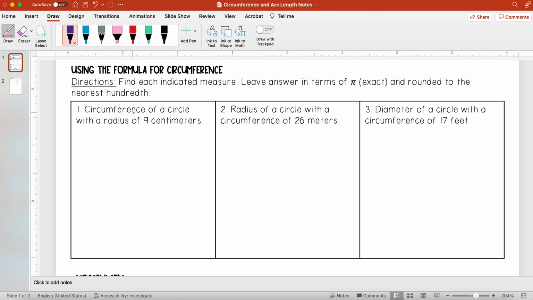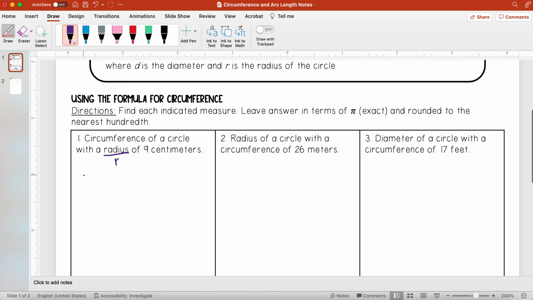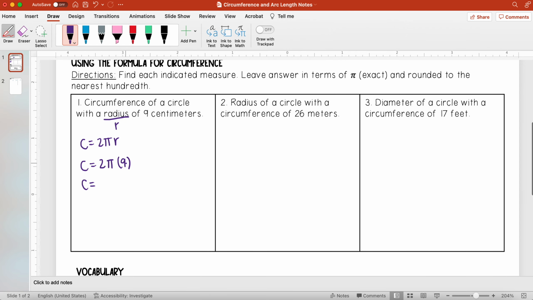Okay, so for number one, it says the circumference of a circle with a radius of 9 centimeters. So I'm trying to find the circumference. I know the radius, which is r, is equal to 9 centimeters. So looking at my two different formulas, since I am given the radius, I want to go ahead and use the second one. So I know that C is equal to 2 pi r. Well, I am told that my radius is 9 centimeters, so I'm going to replace r with 9. 2 times 9, I get 18 pi.